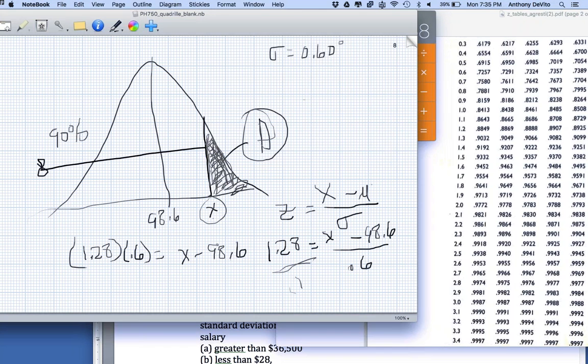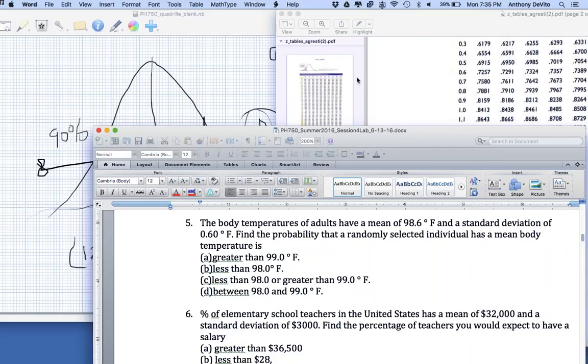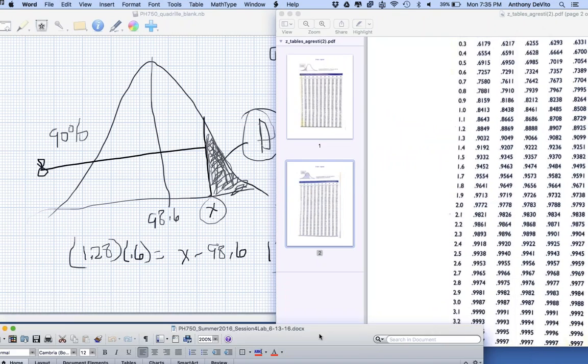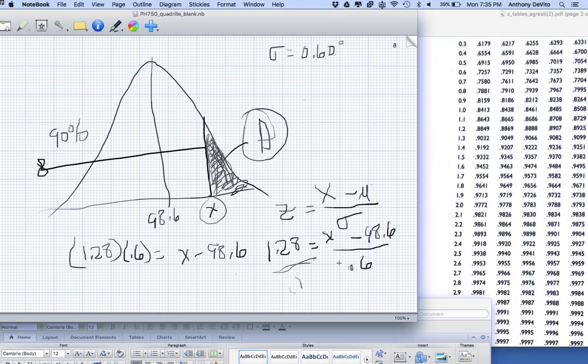So that's pretty powerful, right? That you can do stuff like this with normal distribution. Okay, guys online got the same answer that I did. Good, that's reassuring. Okay, so you can actually use this to go in the reverse direction as well.